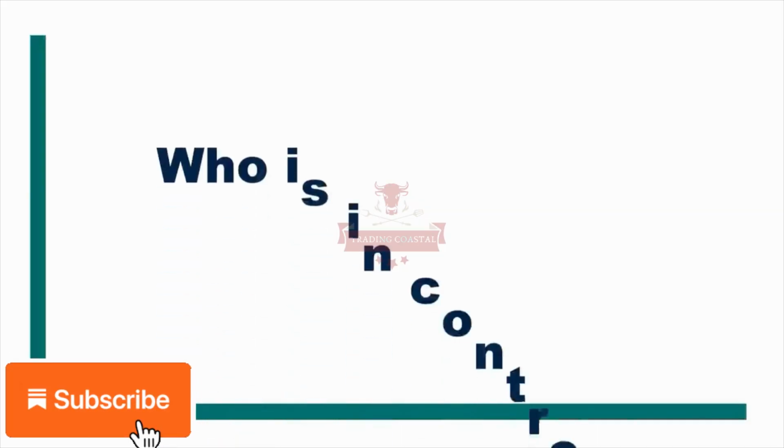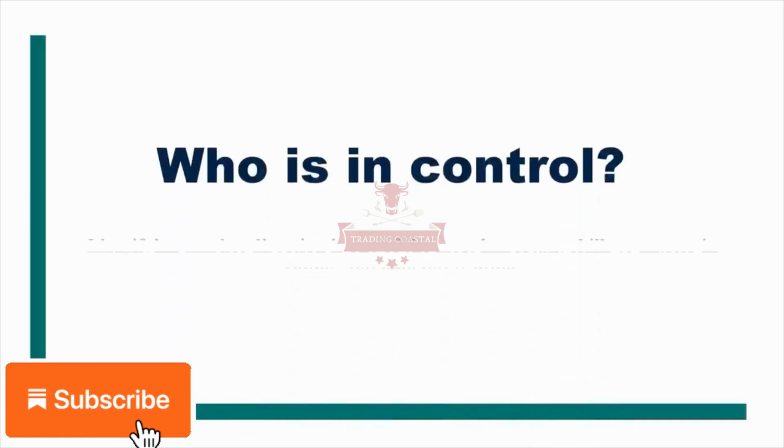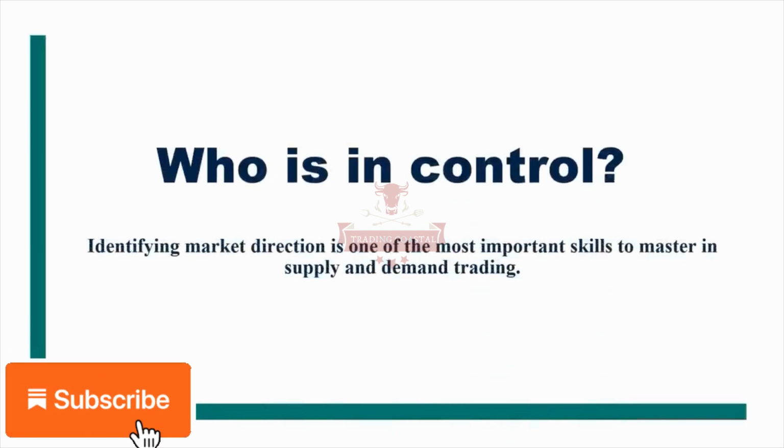Number 1. Who is in control? Identifying market direction is one of the most important skills to master in supply and demand trading, since we always want to trade aligned with the controlling side of the market.